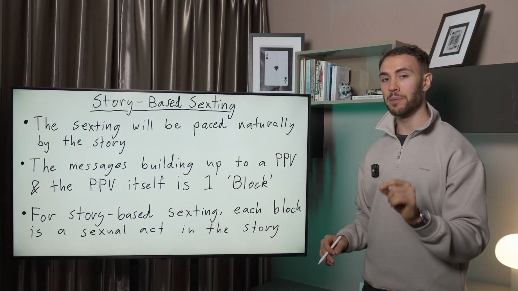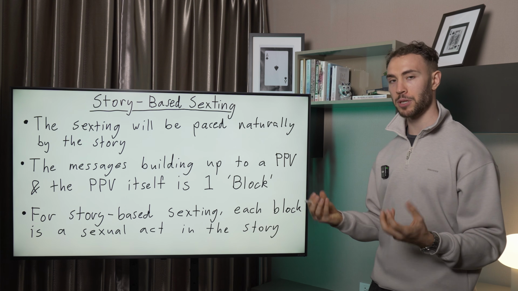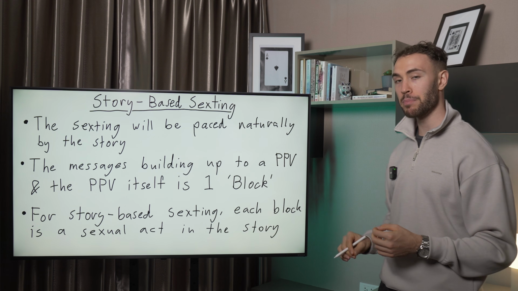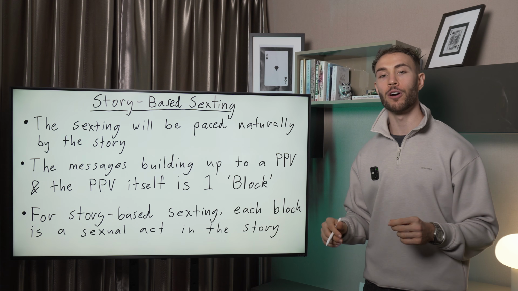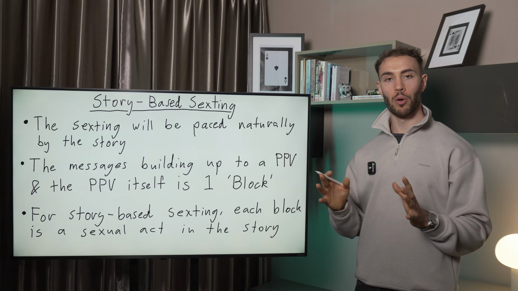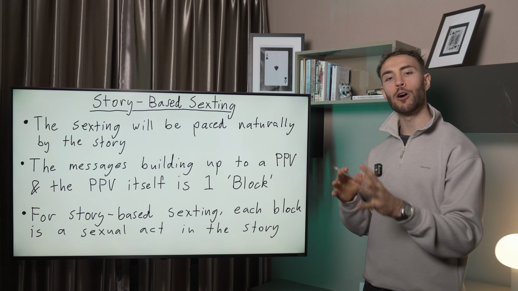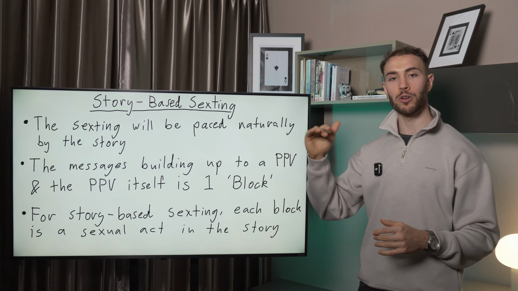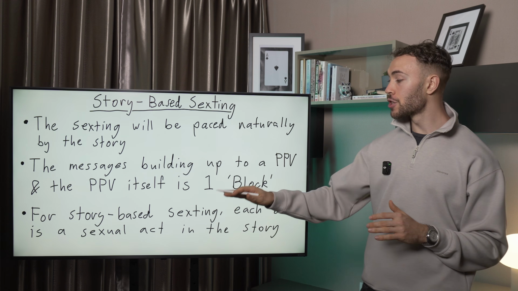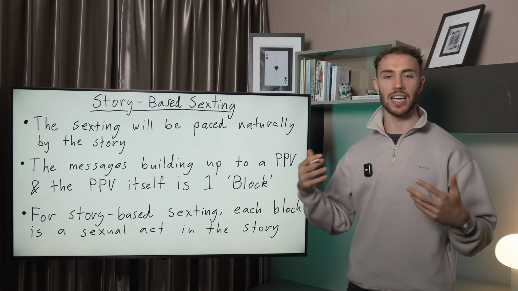Now, this part is very important, so really pay attention to it. The messages building up to a pay-per-view and the pay-per-view itself is what I refer to as one block of your sequence. This is super important for later when I show you how to test your sequences, because it helps you to diagnose which part of your sequence is weaker than others. For story-based sexting, each block is a sexual act in the story.